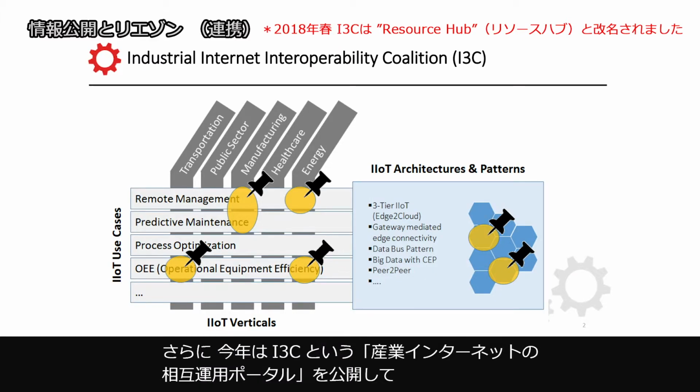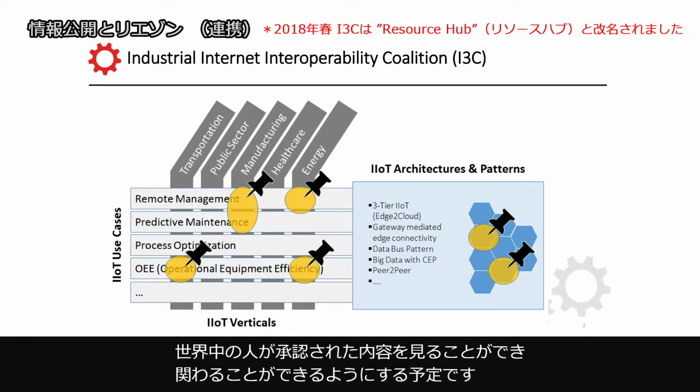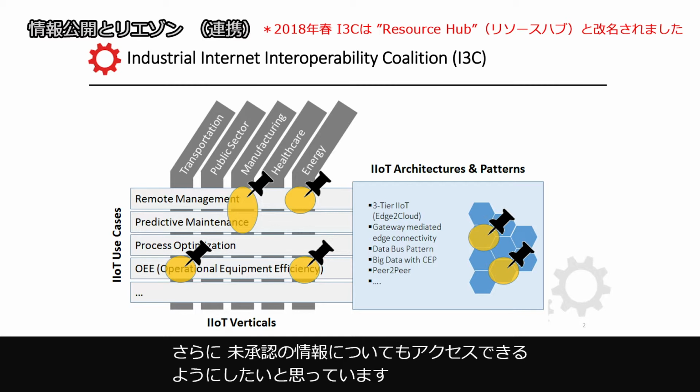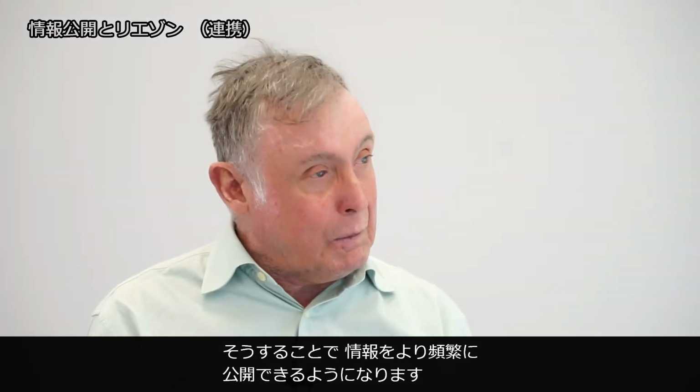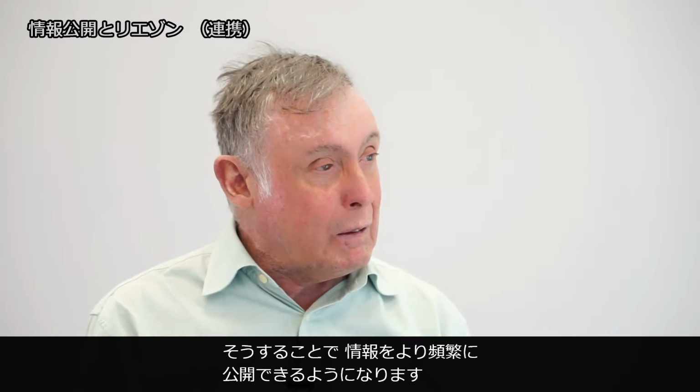And this year, I expect, in fact, that we will be able to make available to everyone across the globe a portal that we call the Industrial Internet Interoperability Coalition, I3C for short. That portal will allow people to read content that has been approved, to contribute, and also to see information that is not yet approved and say, yes, that seems right to me. That will help us bring things forward to the public more often.